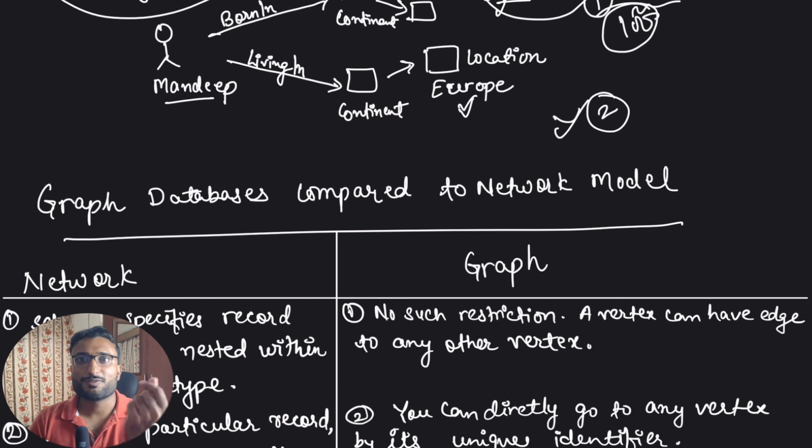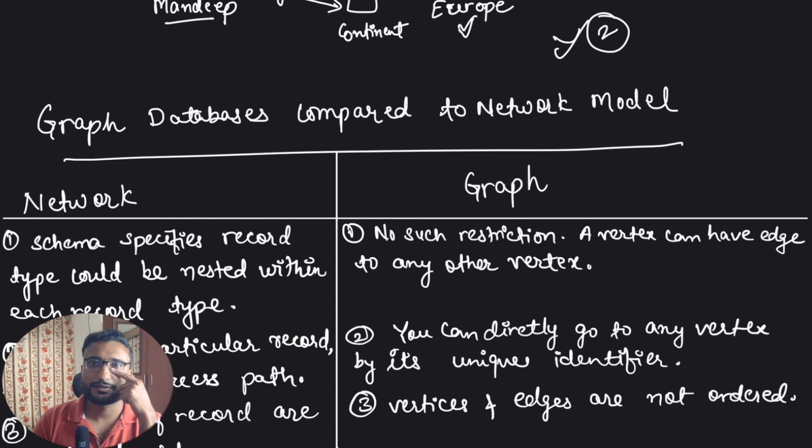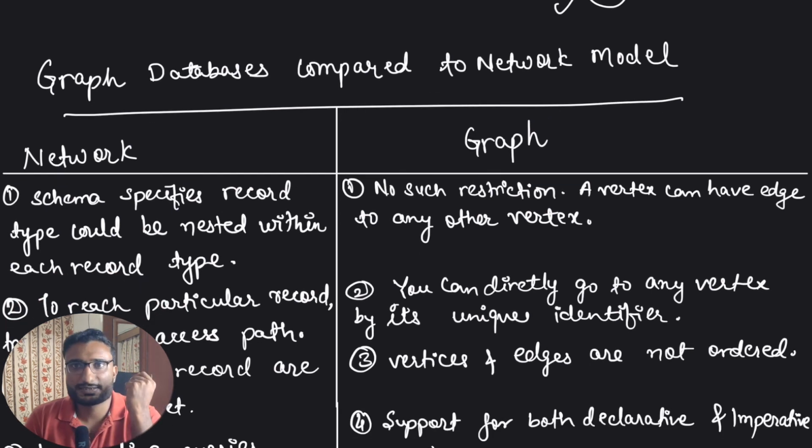Anyway, we will continue. A graph database is compared to the network model. So the network model, if you are specifically preparing for interviews, you can probably skip this, but let's quickly discuss the differences between the network model and the graph model. In the network model, the schema specifies which record type could be nested within each record type. But in case of graph, you don't have such a contract. You can associate any data with any vertex. So that's the flexibility you get.